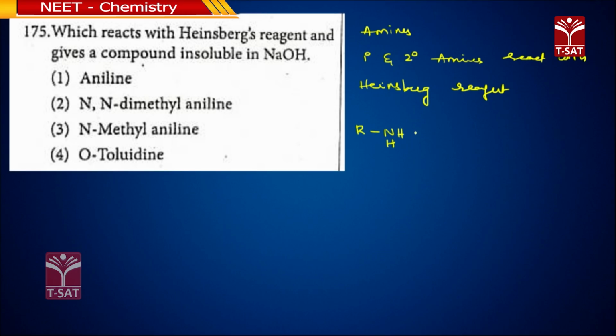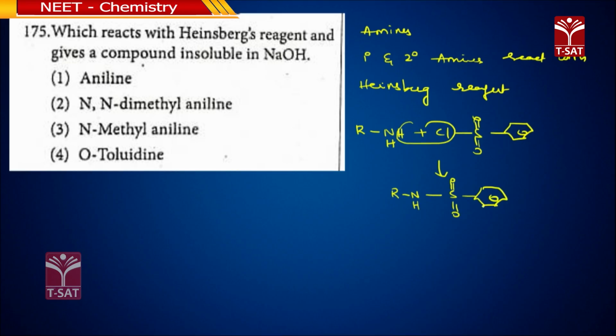How it will react: RNH2, I am writing it as R-N-H-H. Hinsberg reagent is benzene sulfonyl chloride. This H reacts with Cl and forms HCl. The product is R-NH-S(=O)-benzene. This is the product of the Hinsberg reagent, but it is soluble in base because one more H is present. This H reacts with the OH of the base NaOH and forms H2O. It means the product of this reaction dissolves in NaOH.